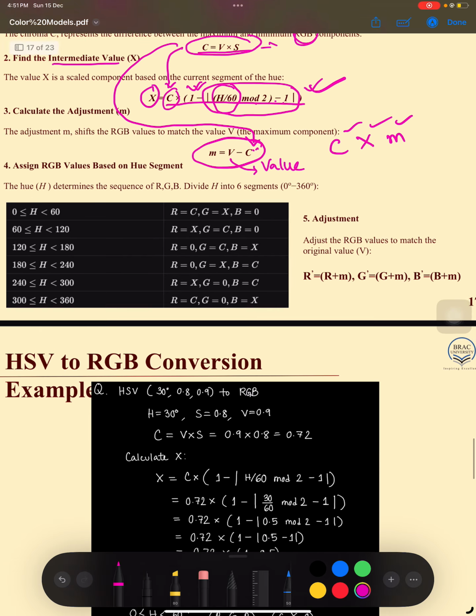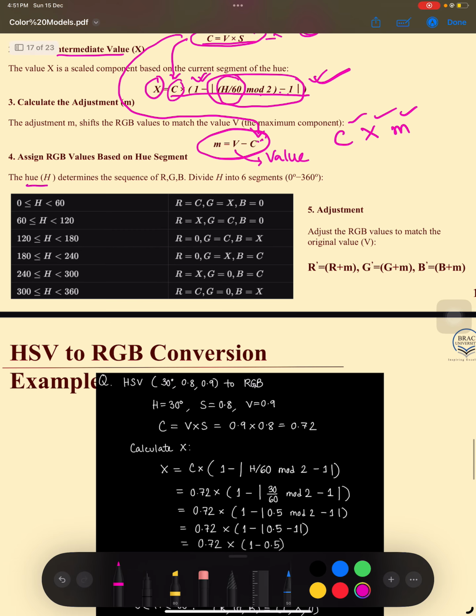So next, looking at the value of H, if the given H is within 0 to 60 degrees, R will be set as C, G will be set as X, and B will be set as 0. If it's between 60 degrees and less than 120 degrees, R will be set as X, G will be set as C, and B again as 0. If the angle falls under any of the other conditions, then you will set RGB as what's written here. So this would be the fourth step.